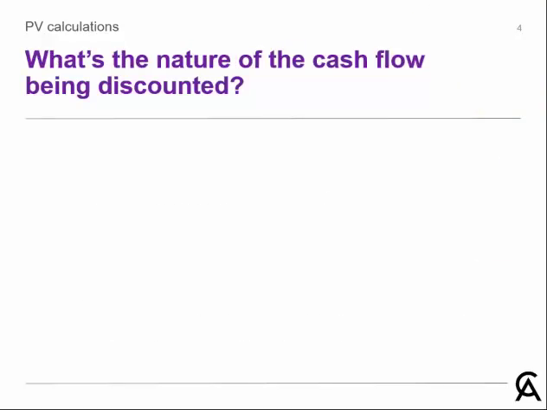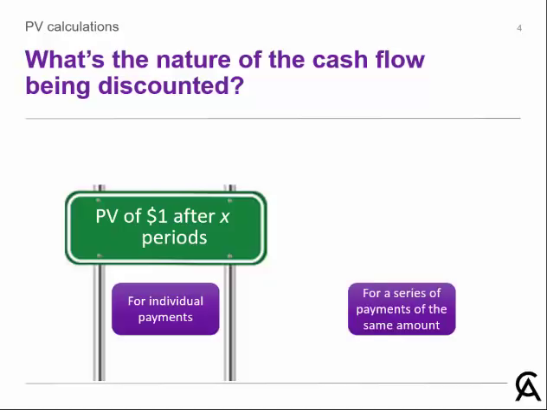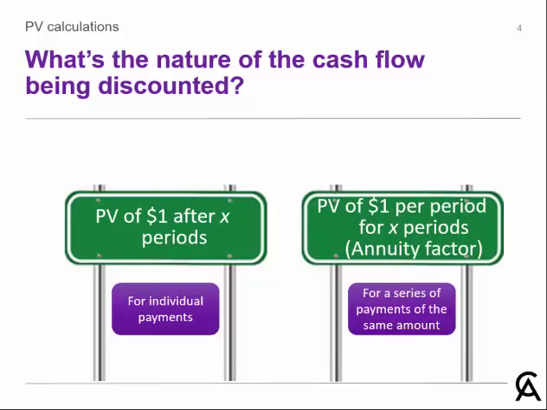So for starters, it helps to think about the nature of the cash flow that we need to discount. So if it's an individual payment, then what we're going to look at is using the present value tables of $1 after X periods. So in this part of the video, I'm going to be taking you through how to use those present value tables. Alternatively, if you've got a series of payments of the same dollar value, then you can be applying the annuity factors where there's $1 per period for a series of periods.